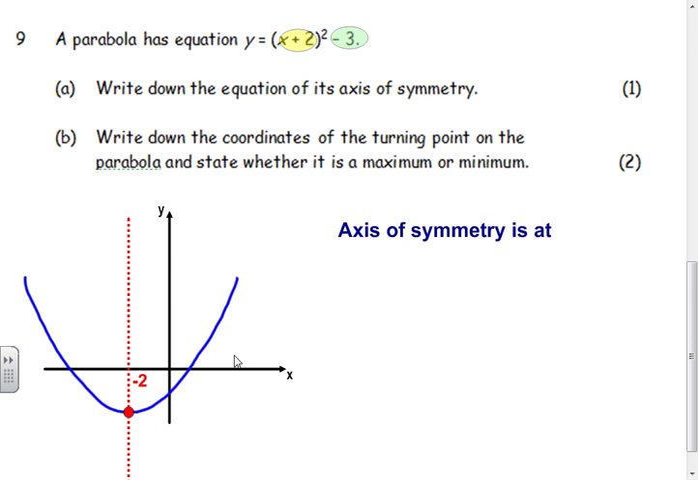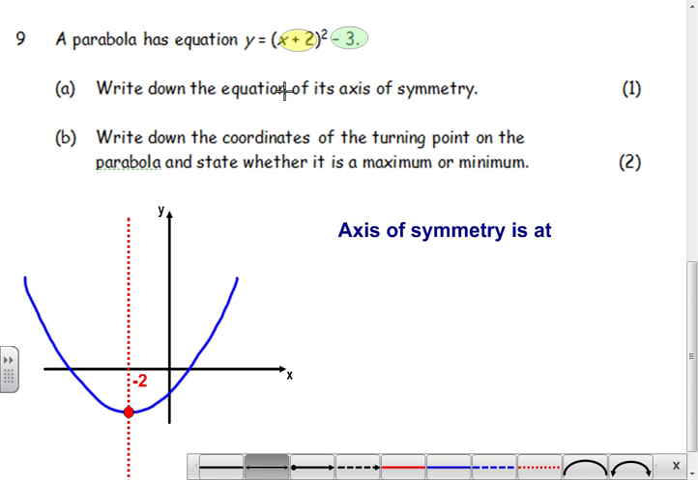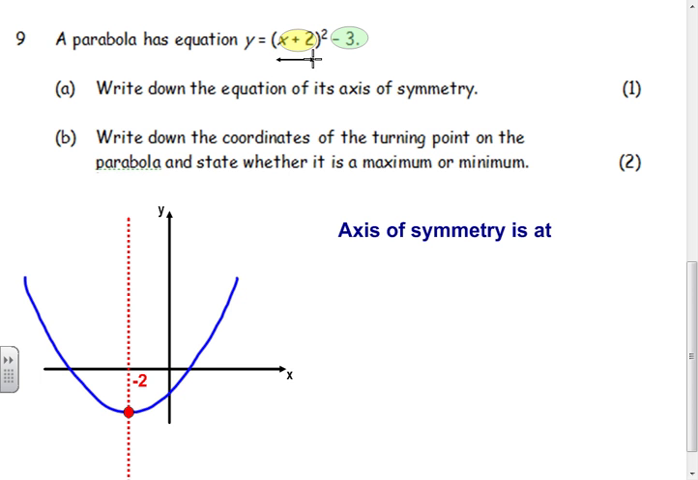Okay, question 9. A parabola has equation y equals (x plus 2) squared minus 3. Write down the equation of the axis of symmetry. So we need to know that this bracket moves the graph sideways and this moves it up and down. If I was trying to work out what the graph would look like, I would think, it's been shifted backwards 2 places, as we talked about earlier, and it's down 3 places. That's where the turning point would be. It would be backwards 2 because it's the opposite of the plus 2, and then down 3.